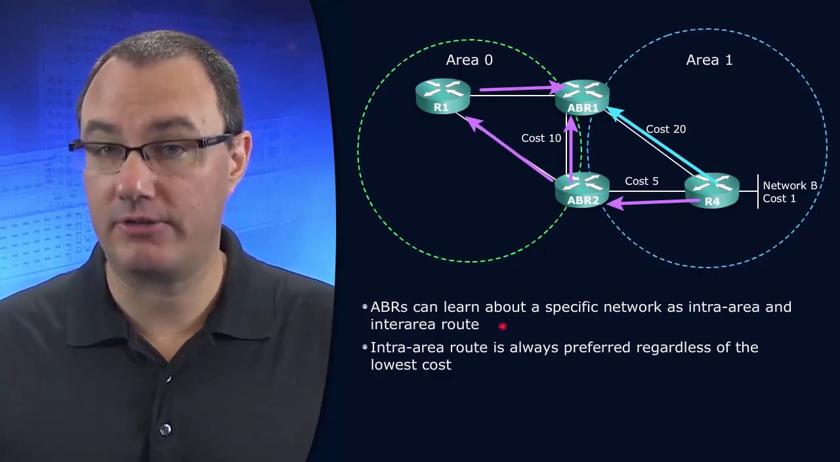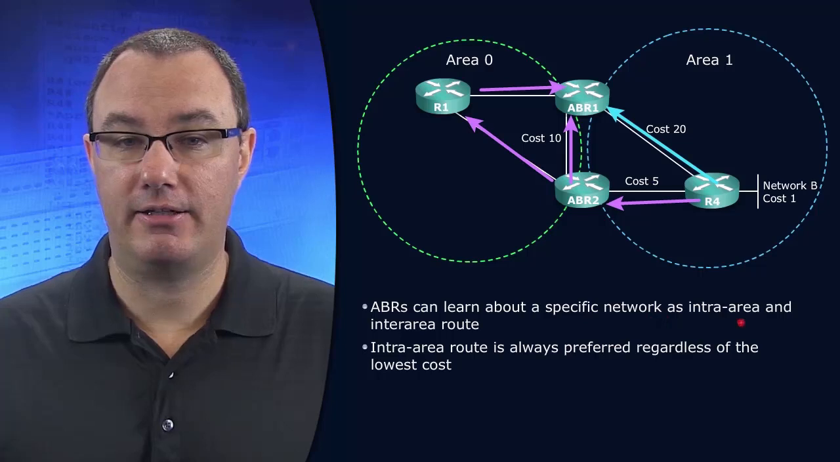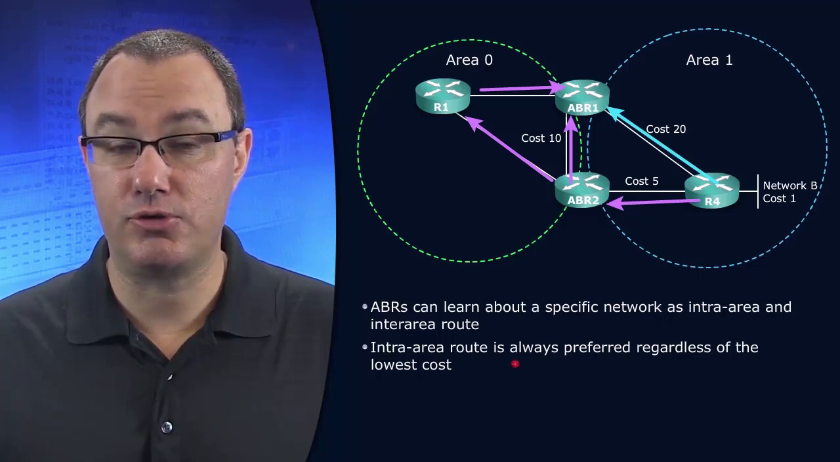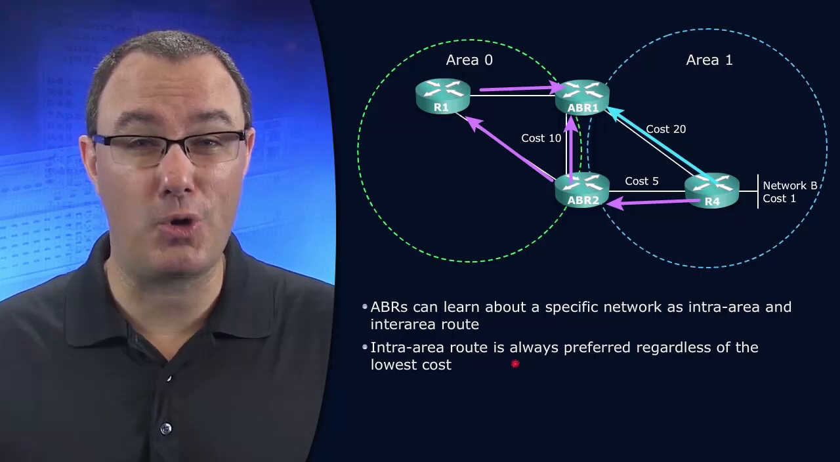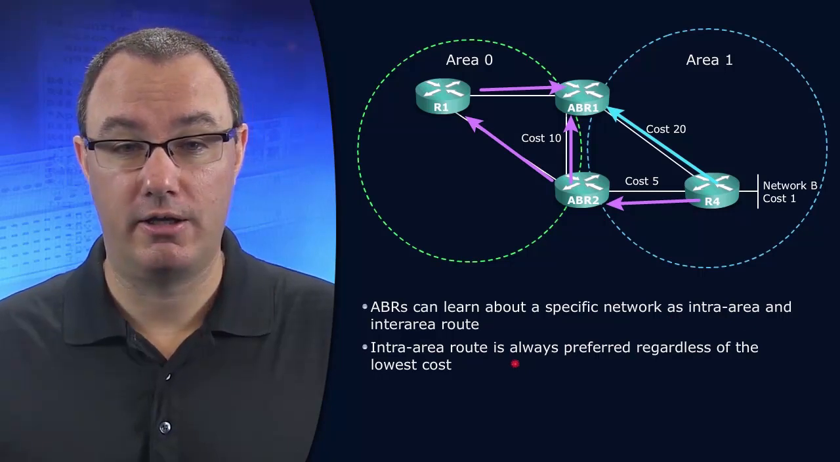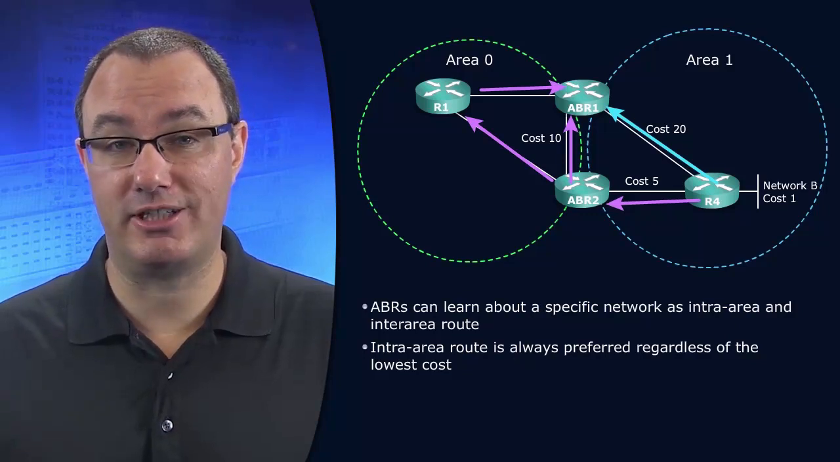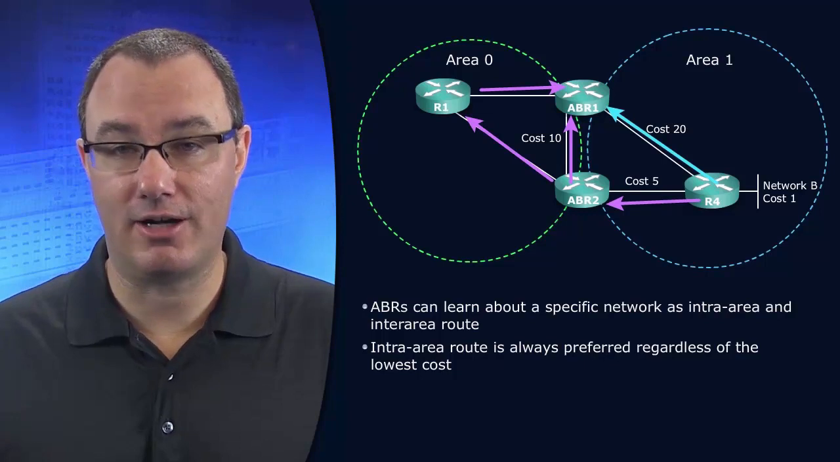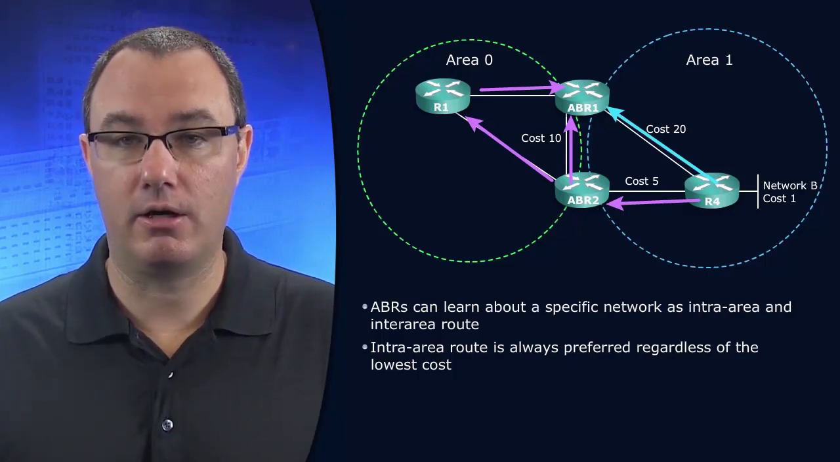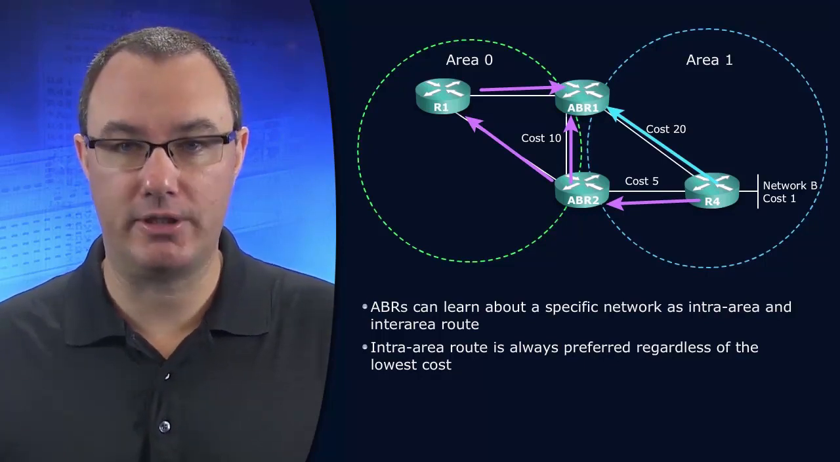So ABRs, yes, can get intra and inter-area routes. The intra-area route is always preferred, regardless of the cost. That is an important distinction here, because at this point, we may not be least cost routing. We are preferring intra-area routes.